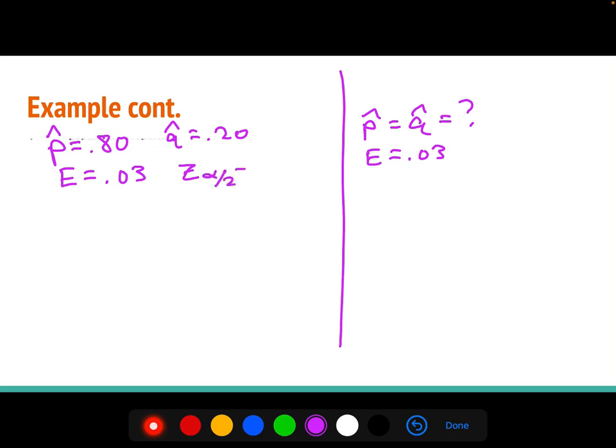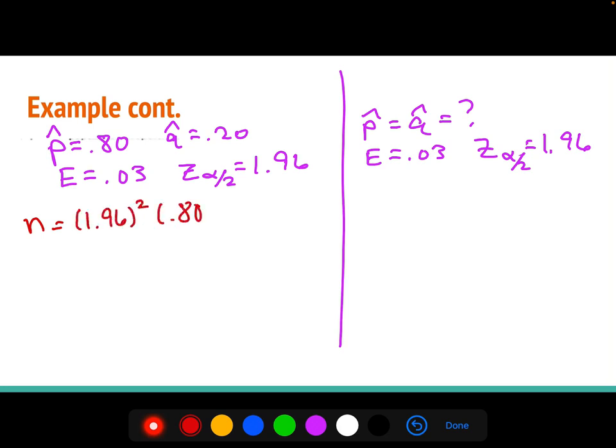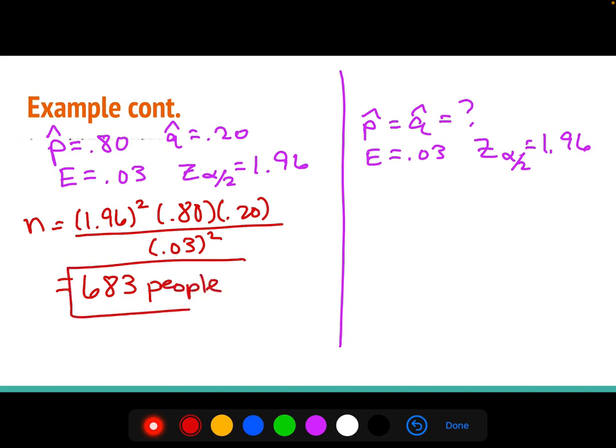We also know that Z alpha over 2 for a 95% confidence interval is 1.96. Now, I'm just going to plug those into our formula. Sample size is 1.96 squared, 0.80, 0.20, all over 0.03 squared. And I get 683 people. That's how many people I'm going to have to interview or poll.